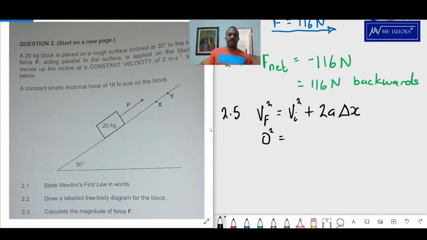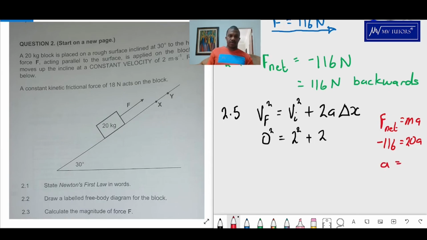Our initial velocity, as given in the question, is a constant velocity of 2. Remember, at X it is 2, and then they let go. By the time it reaches Y, the velocity is 0. So here we'll have 2 squared plus 2 times acceleration. We don't know acceleration, so we need to calculate it. Remember, it is actually decelerating. Fortunately we can calculate acceleration on the side. We know F net equals mass times acceleration. So because it's decelerating, F net is minus 116, which equals the mass of 20 times a. What's the deceleration? We can solve it. Let's bring our calculator back.